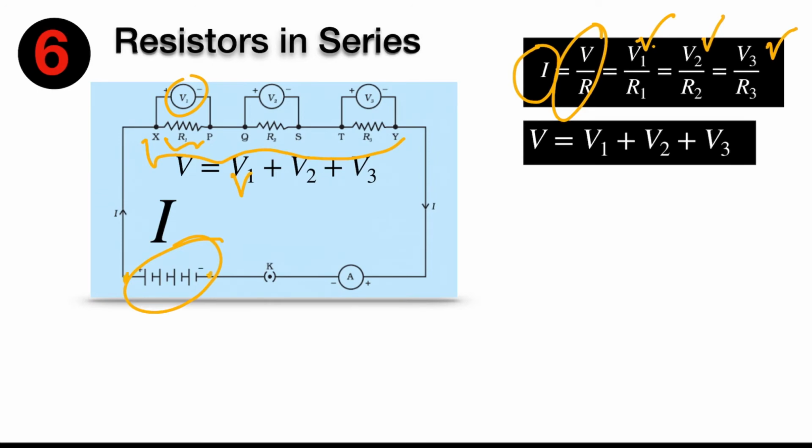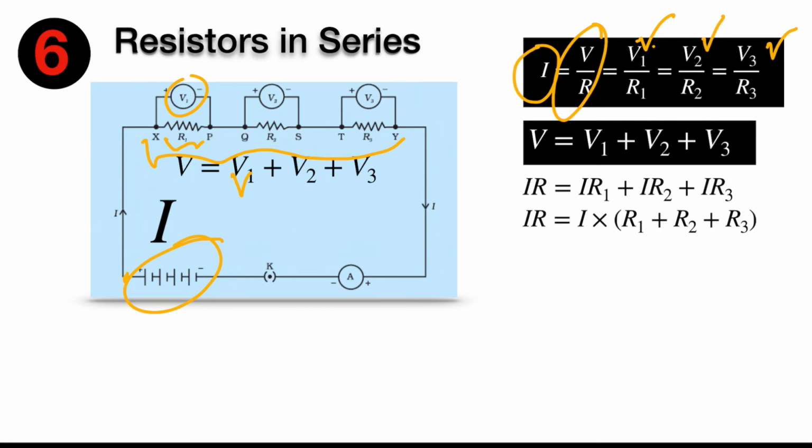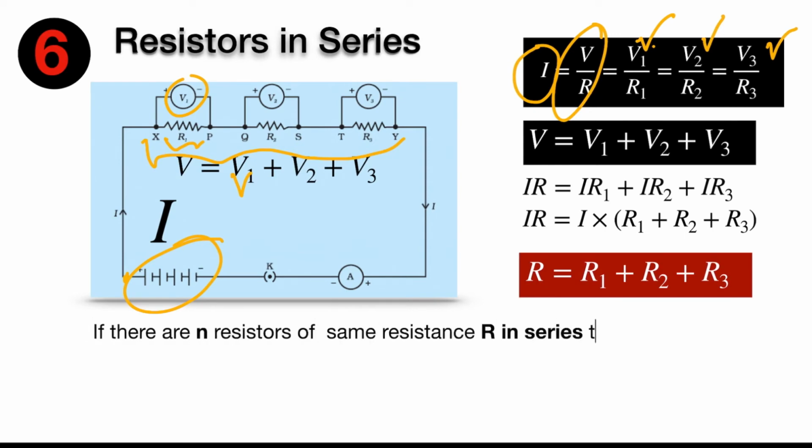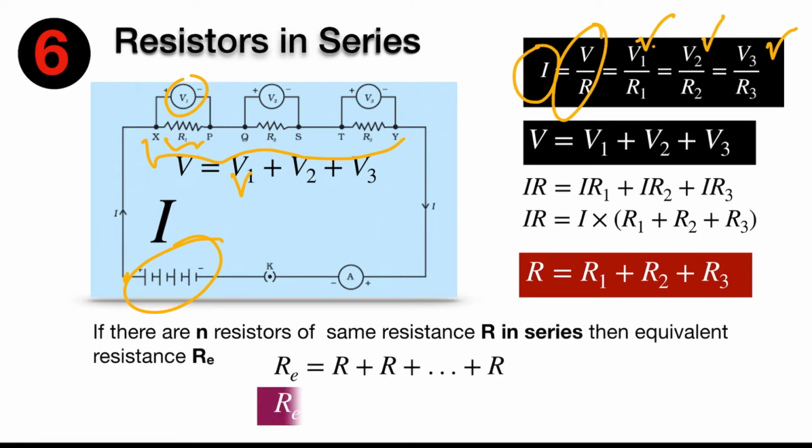Now if you put the values of V in form of I and R, we will get an equivalent resistance of these three resistors. So here, if three resistors R1, R2 and R3 are in series, equivalent resistance R is equal to R1 plus R2 plus R3.